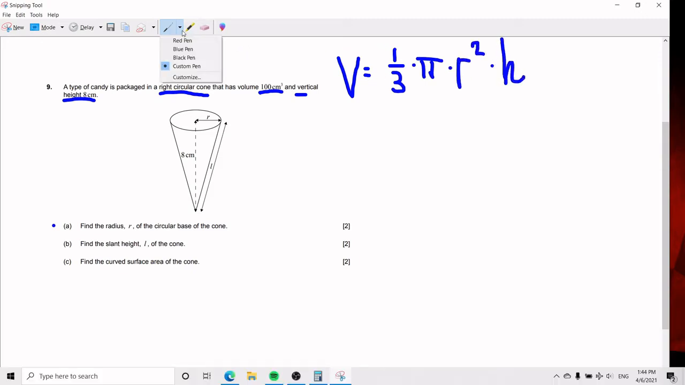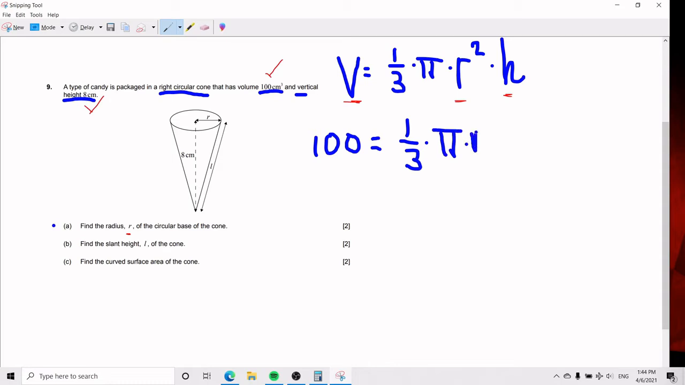So looking at this, we know that we have our volume because it is right here. We know that we have our h because it is right here. And we're only missing our r, which is exactly what we are trying to find. And so we plug in all our values here. 100 for volume being equal to a third times pi times r squared times h.